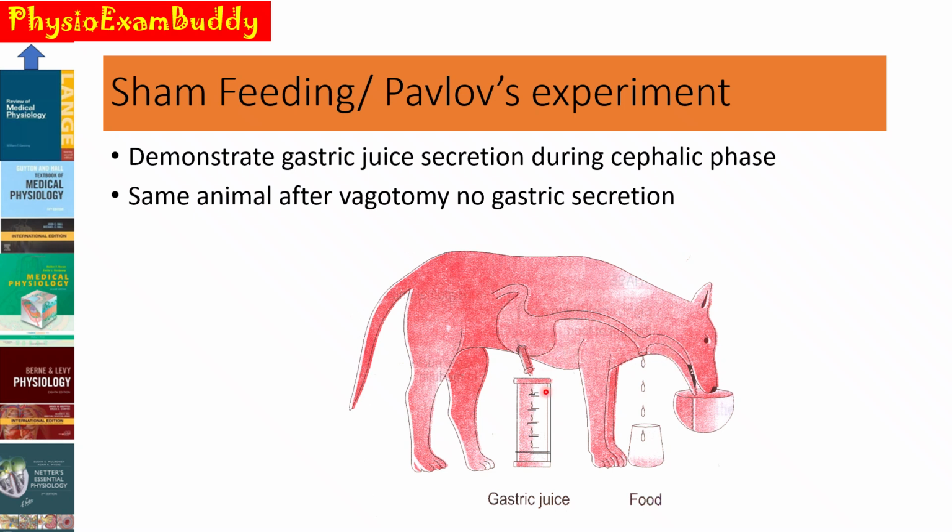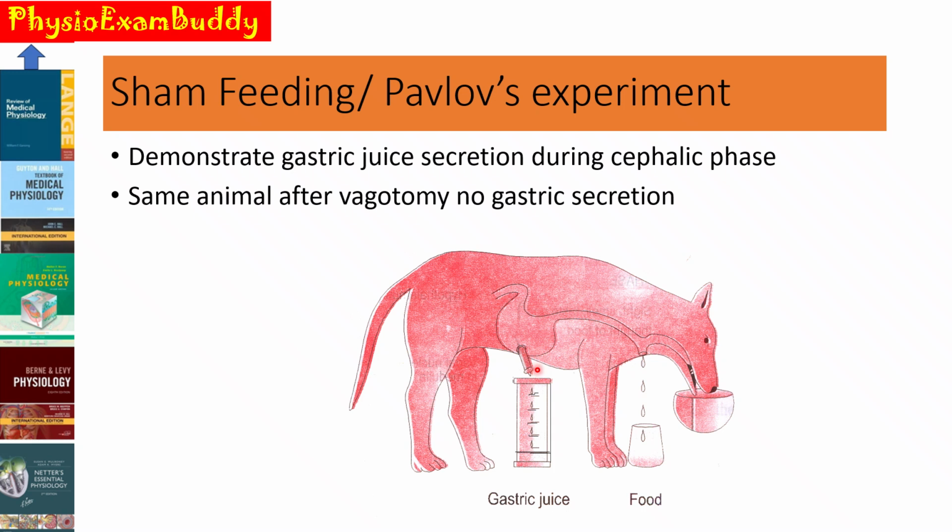A Pavlov's pouch is also created with a fistula from the stomach which opens to the exterior. So whenever the dog eats food, the food will be coming out through this opening, whereas it is not reaching the stomach. But even if the food is not reaching the stomach, the stomach is found to produce gastric secretion.